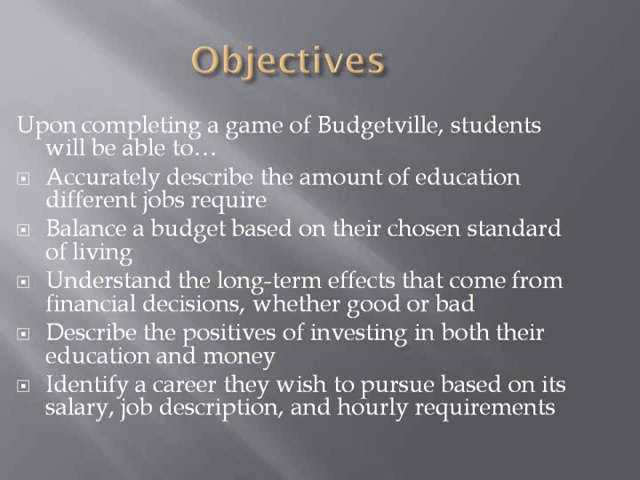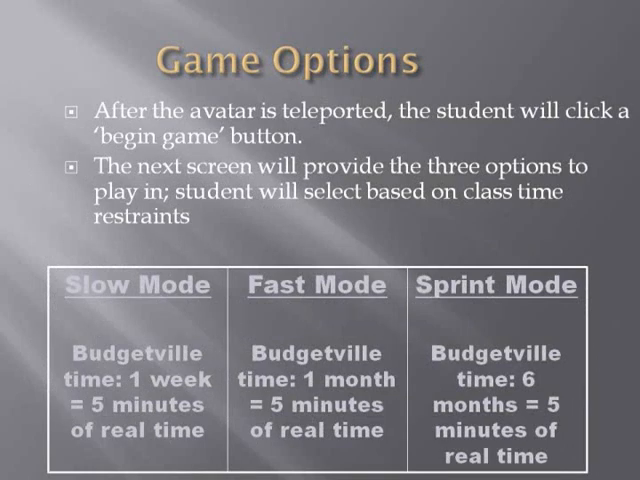So some of the objectives, as you've seen on the screen here, I've kind of gone through most of these. The positives of investing in both their education and money is a big theme in this game. If they make good investments, then they receive that return later in life. Maybe they can buy a bigger house, a nicer car. And the kids really going through this are impacted by it more so than just talking about it. You can see there's different options in the game: slow mode, fast mode, and sprint mode. Based on how much computer availability you would have, you could choose one of these options.